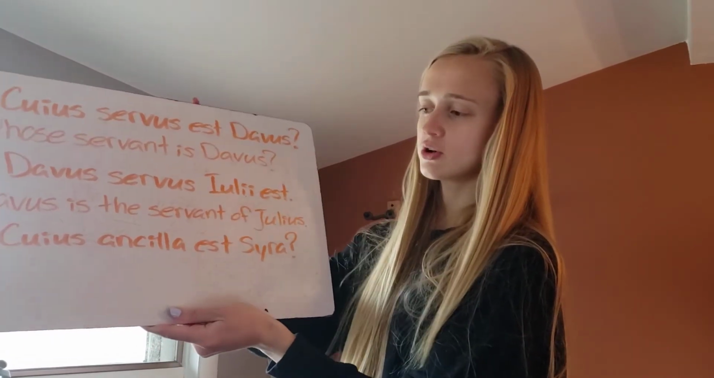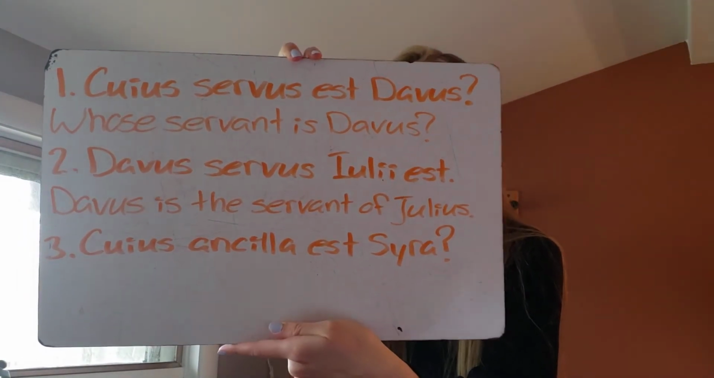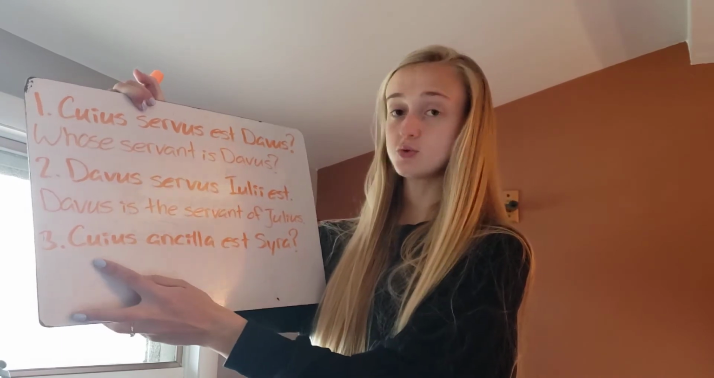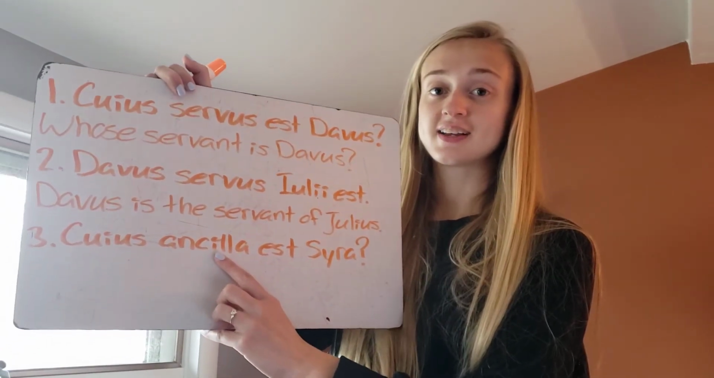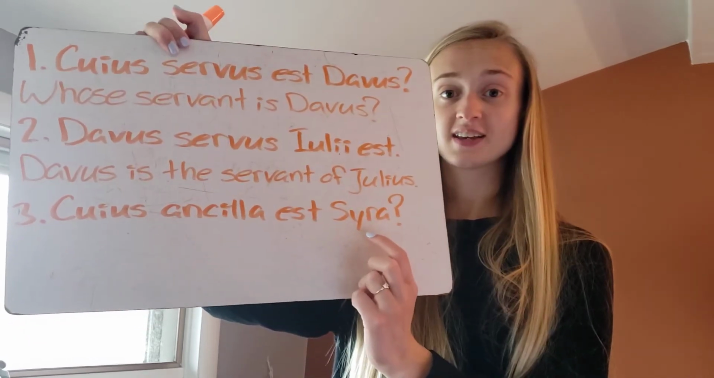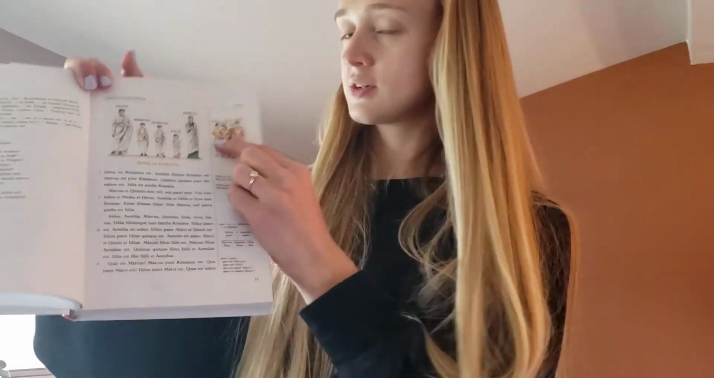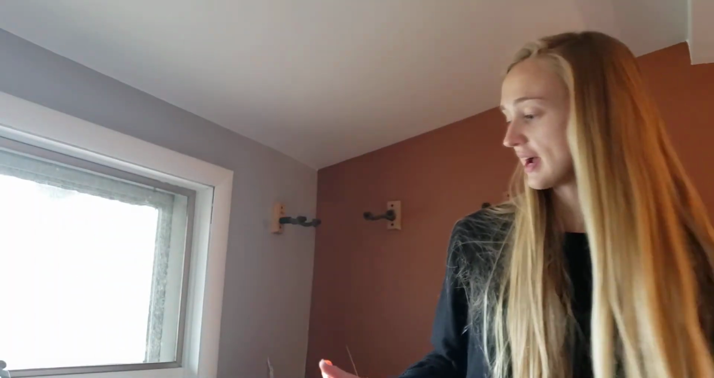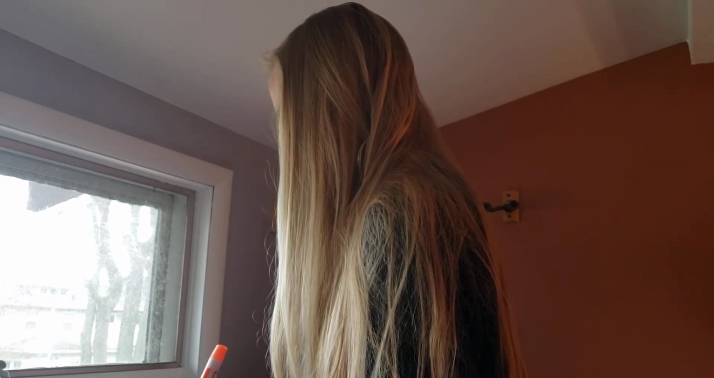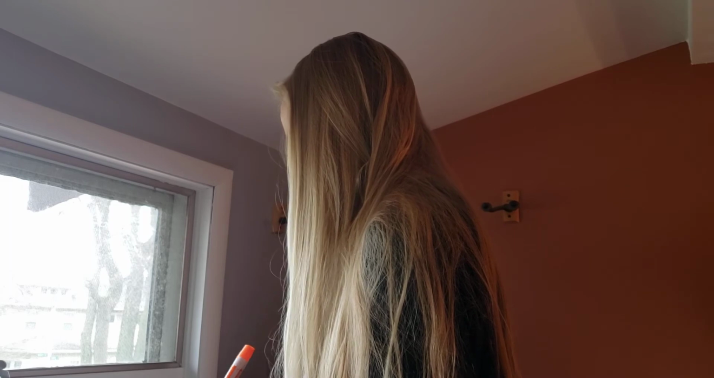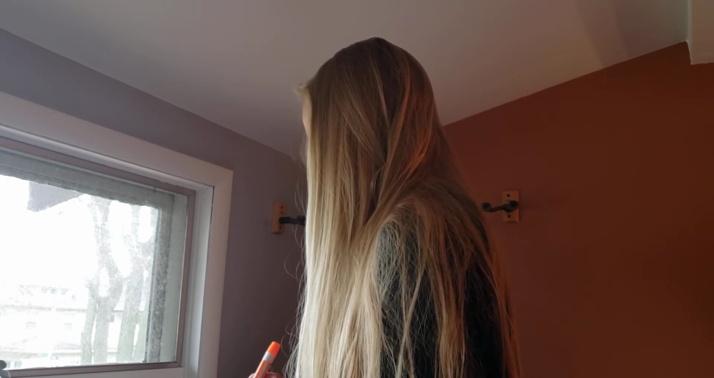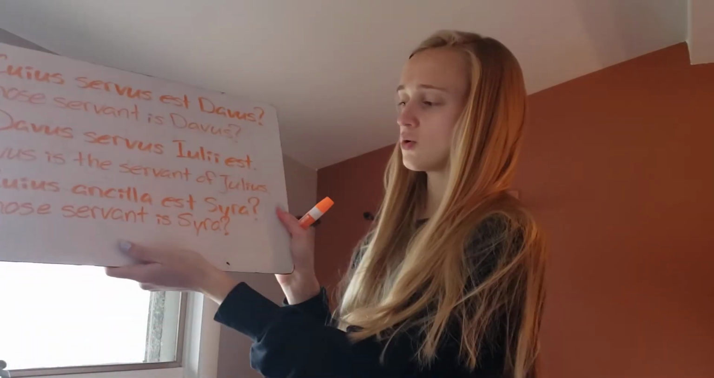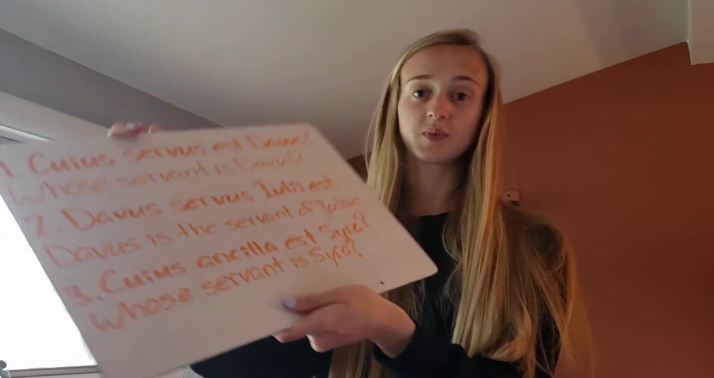Great. Number 3. Cujus ancilla est Sira. What do you notice? Well, we know cujus. We just learned that one. What did we say cujus meant? Whose. Whose ancilla. What is ancilla? Female servant. So whose servant is Sira? And you can go ahead and look at the picture to see who Sira is. For those of you who might not have it in front of you, here is Sira. So go ahead and write your translation. Whose servant is Sira? And we are going to find out.